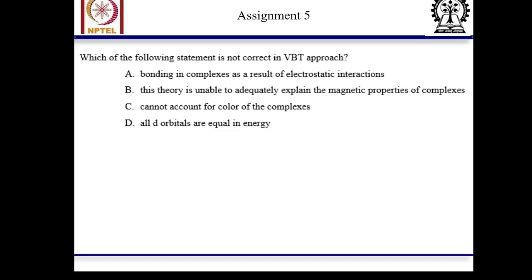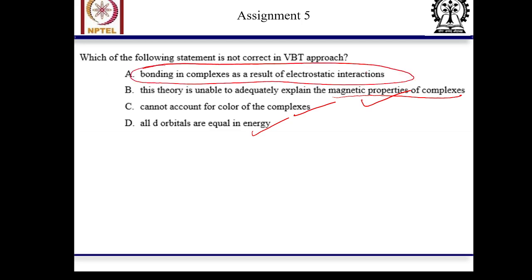Okay, which of the following statements is not correct in the CFT approach? If we see bonding in complexes as a result of electrostatic interaction, the theory is unable to give an adequate explanation of magnetic properties. It's correct. It cannot account for the color of the complexes. That's correct. All d orbitals are equal in energy. That is the hybridization concept. The only thing is that this is not correct. So the correct option is B.